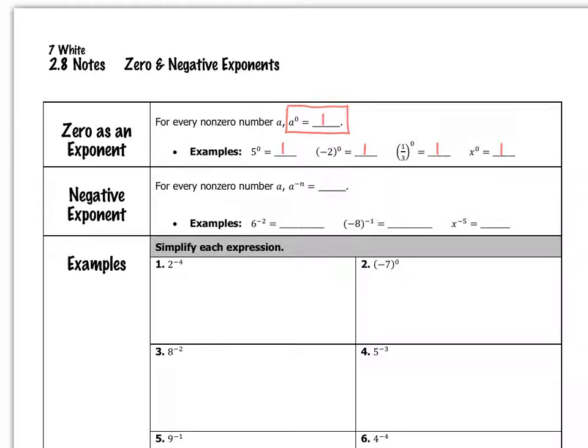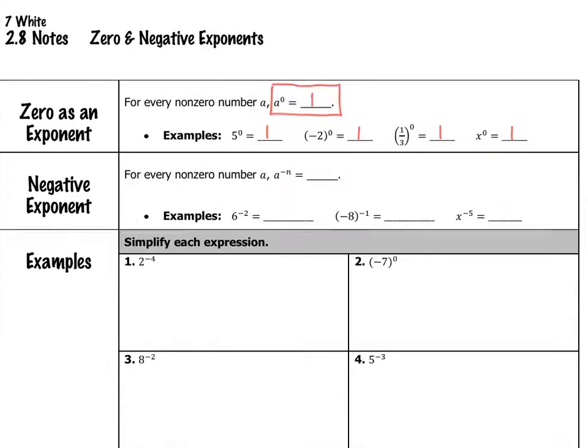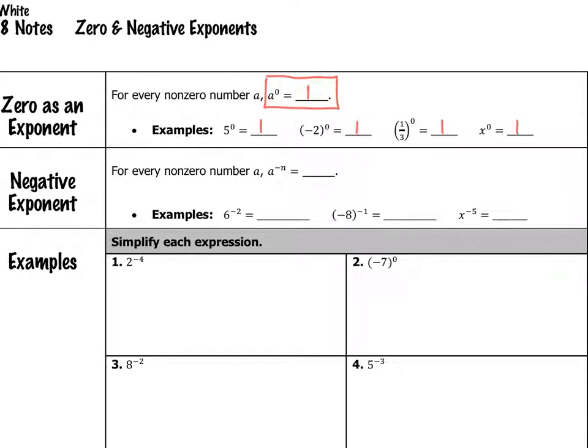Rule number 2, which is going to take a little bit more practice, is what to do when you have a negative exponent. And so this rule says that for every non-zero number a to a negative power, or in this case, a to the negative n power, is equal to the reciprocal of a to the positive n power. And we write that as 1 over a to the n. So for example, if I had 6 to the negative 2 power, I would rewrite that as the reciprocal of 6 squared. So that would be 1 over 6 squared, which would become 1/36.